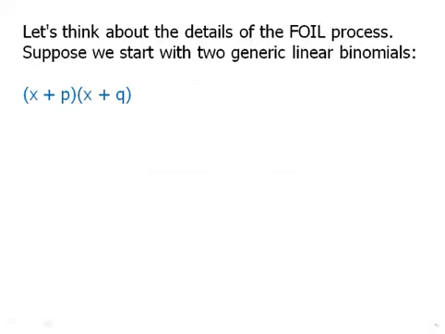Let's think about the details of the FOIL process. Understanding factoring really comes down to understanding the mechanics of foiling. Suppose we start with two generic linear binomials, x plus p and x plus q. So we'll FOIL these out. Of course, product of the first is x squared, product of the outer qx, product of the inner px, and product of the last pq.